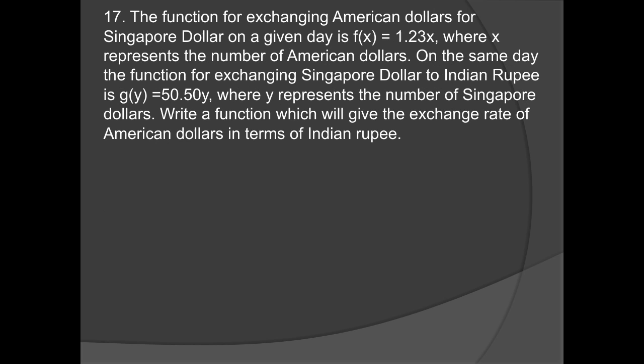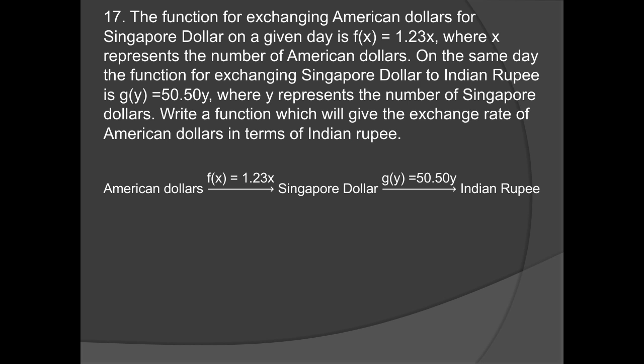Sum number 17. The function for exchanging American dollars is given as function f of x, where x is American dollars, and the same way to convert the Singapore dollars to Indian dollars, this is the function. Now here the y value is nothing but Singapore dollars. Now we have to find exchange of American dollars to Indian dollars. I'll represent in a pictorial form. See, American dollars to Singapore dollar is this function. Singapore dollar to Indian dollar is this function.